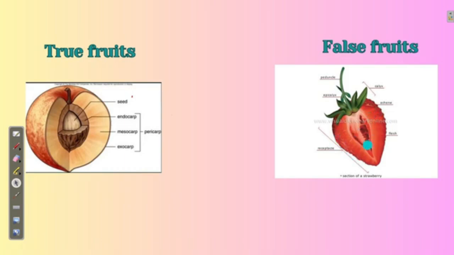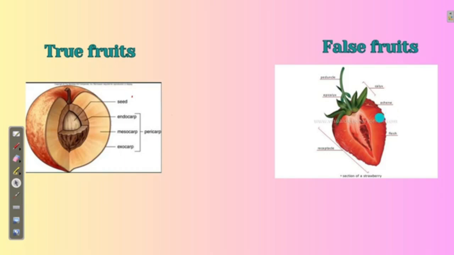And this fleshy portion is actually the receptacle or the thalamus of the inflorescence. And you can see it is mentioned as achene. Achene is nothing but these fruits which cannot disperse on its own.